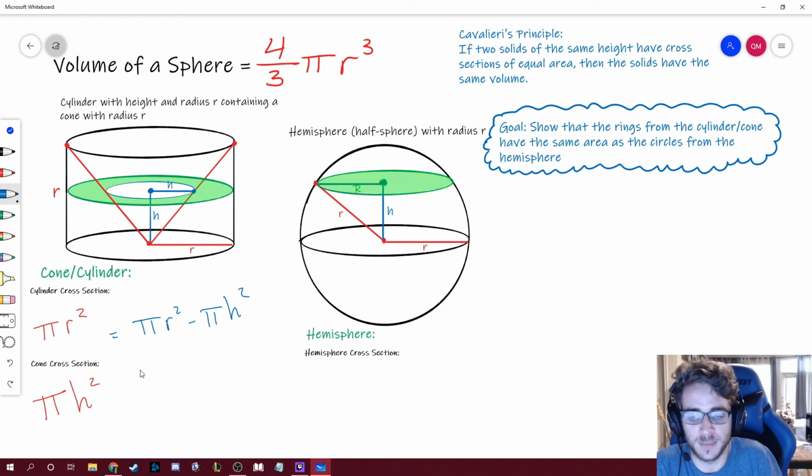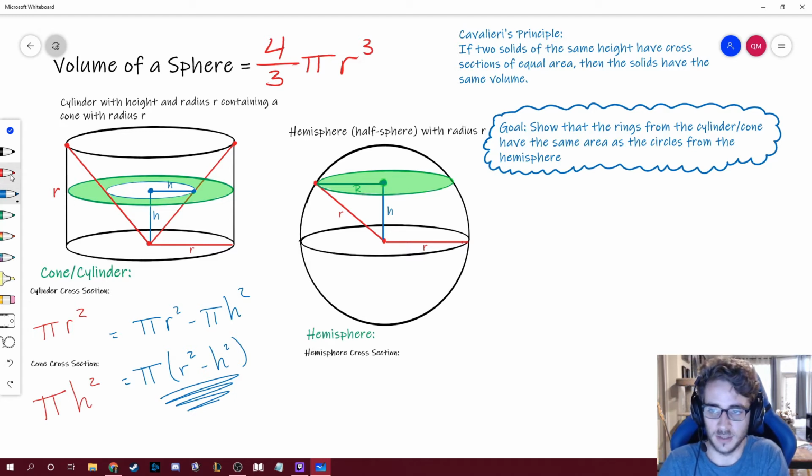If we subtract those two, we get pi r squared minus pi h squared, which leaves us, if I factor out just pi, pi times parentheses r squared minus h squared. So this is the cross section of just the cone cylinder system.